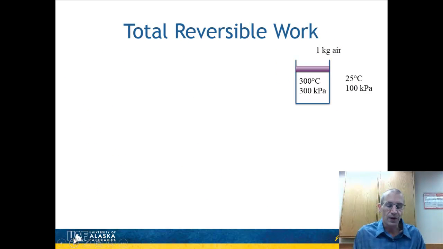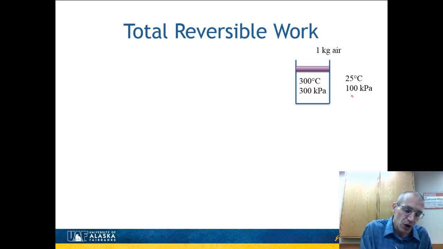So what I have here is a piston cylinder. It contains 1 kilogram of air. It's at 300 degrees Celsius and 300 kPa. And what I want to know is what's the total amount of work I could get from it? Well, I could get work from a couple ways. I could hook a heat engine up to it because it's hot, or it's also pressurized at 300 kilopascals, so I could allow it to expand and do some boundary work and get work from it that way.